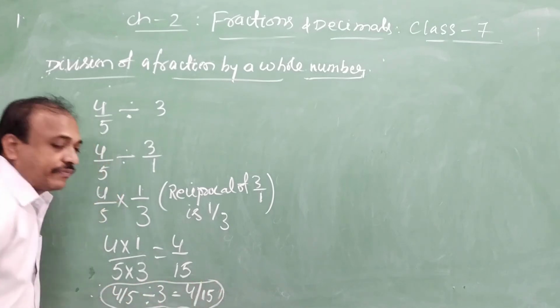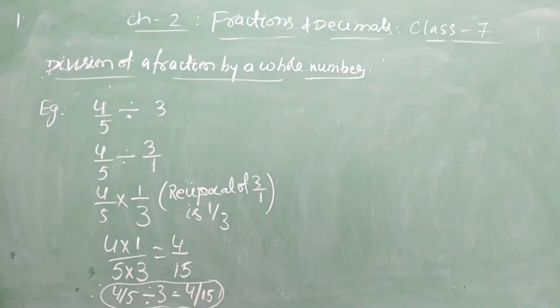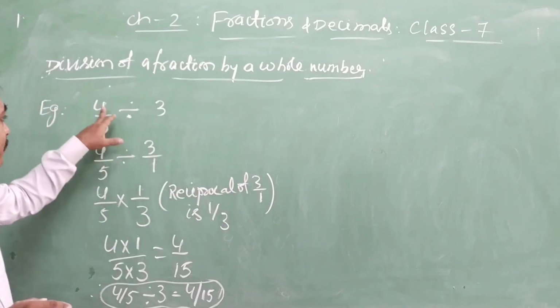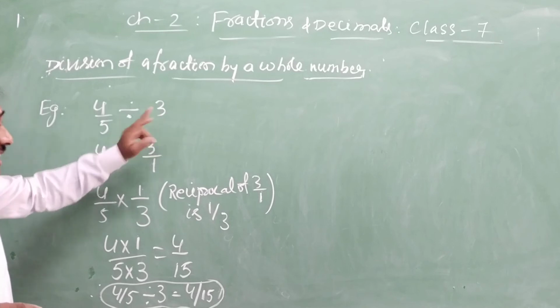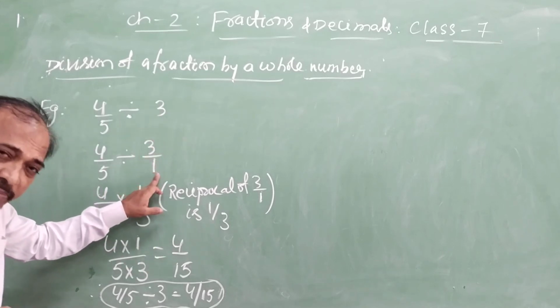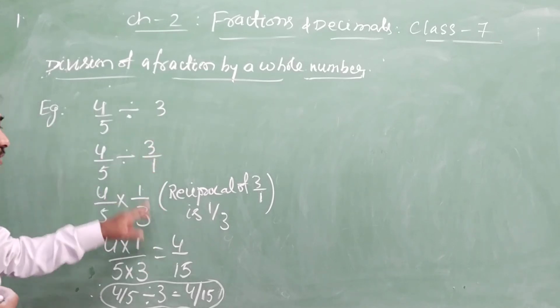A whole number by a fraction we verified, and now a fraction by a whole number. You see 4 by 5 divided by 3. 3 is a whole number, so for this we first write 3 by 1. Then the reciprocal is 1 by 3.